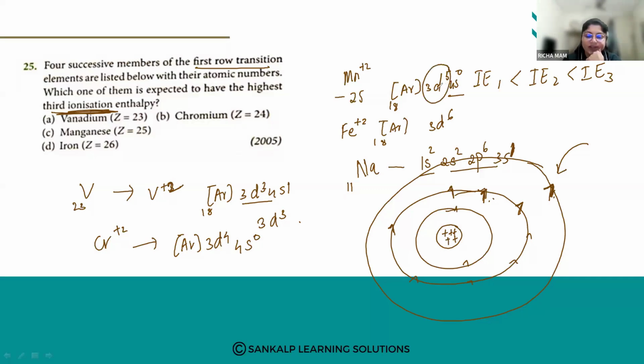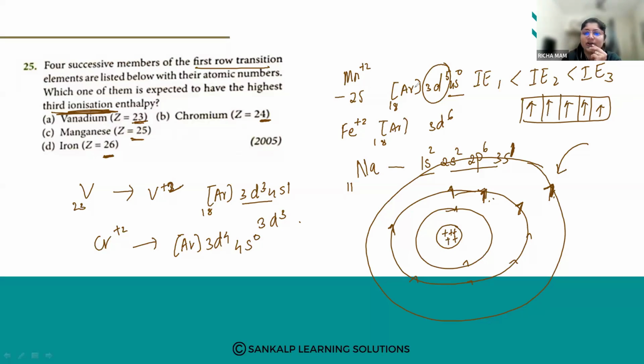It is 3d5. Okay, so here the energy is more, because first comes your vanadium. When we write, first is your vanadium, then comes chromium, manganese, and iron. Now, in case of your vanadium, there are 5 electrons, right? So what happens here? The energy is distributed equally. So to remove the electron, it is very difficult. So this is vanadium.